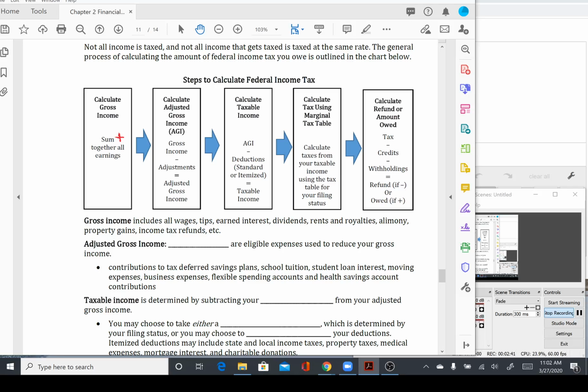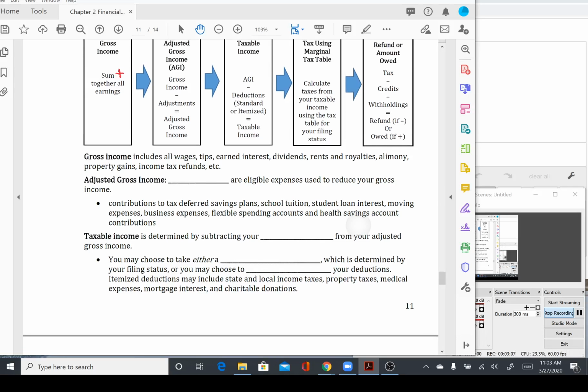That income then gets put through a tax table and broken into margins so that you can determine how much tax you should be paying on that income. From that number, you then subtract credits and withholdings to determine if you get a refund or owe more money.